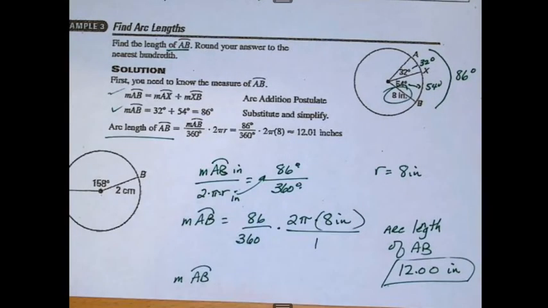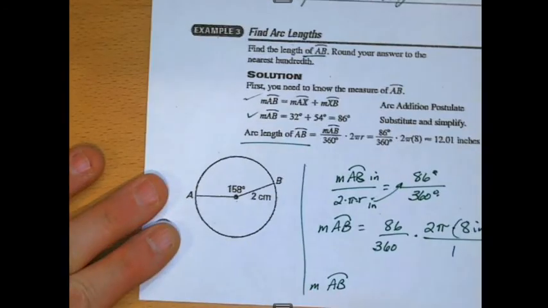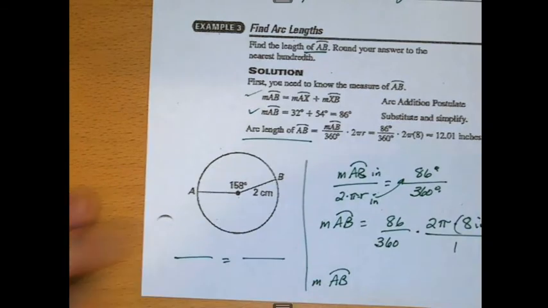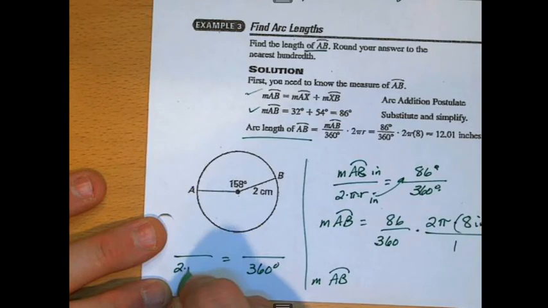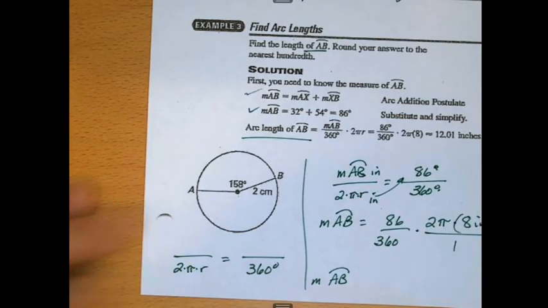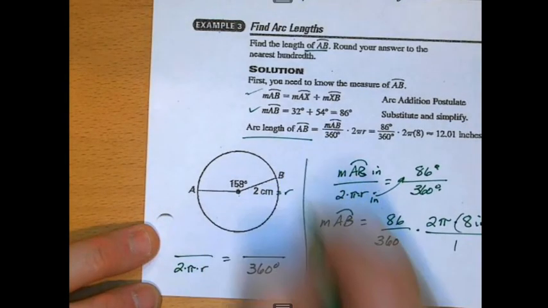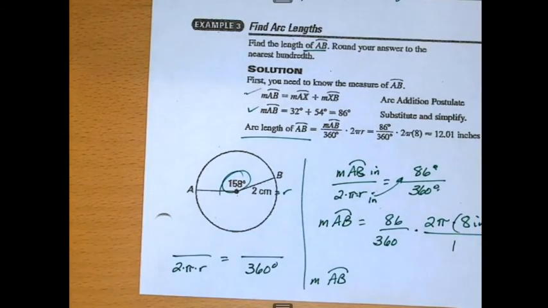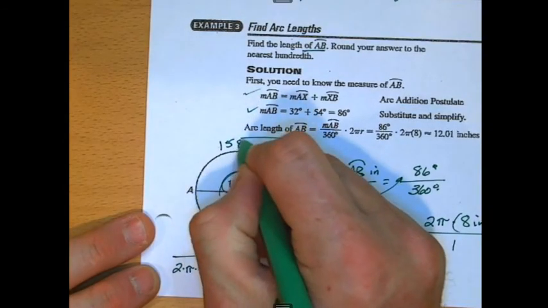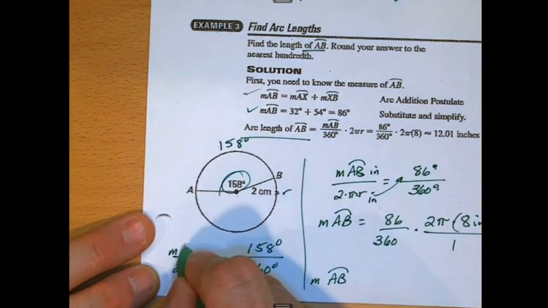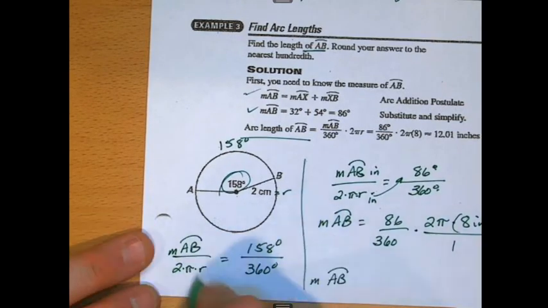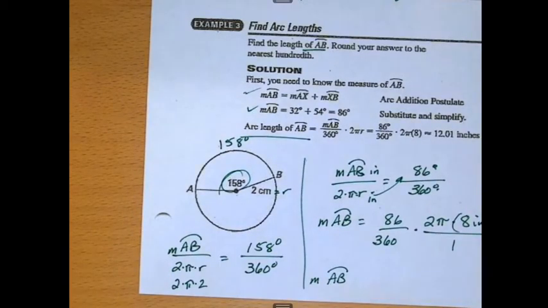So that's that one. Let's try this one. All right, you can try this one. Just remember, you want 360 degrees. You want 2 times pi times r. You should know what r is. Here's r. You want to know the central angle, which gives you the arc length out here. So the arc length is 158, and you want to know the measurement of arc AB. So 2 times pi times 2. Figure out what arc AB is. Pause it, come back to it.